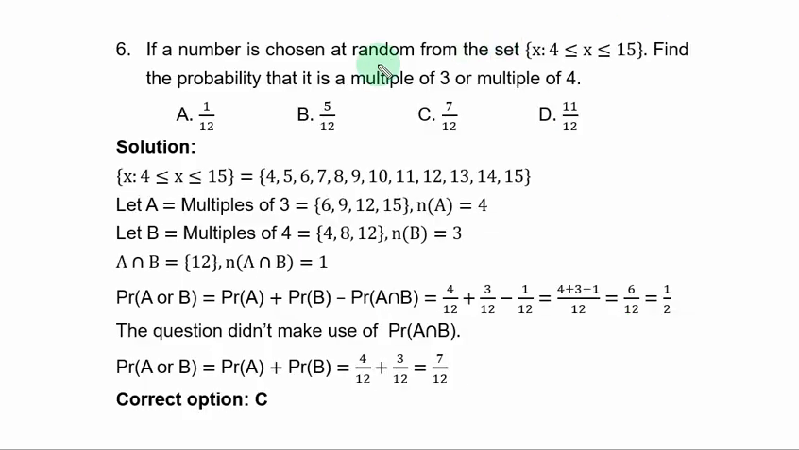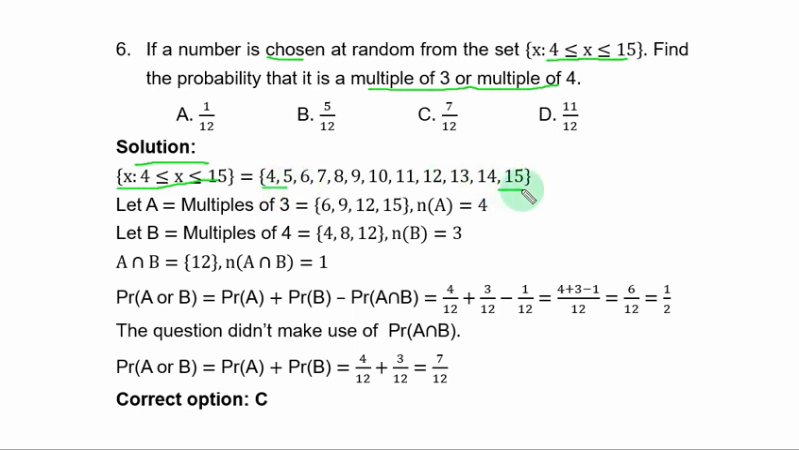Question 6. If a number is chosen at random from the set S such that 4 is less than or equal to S less than or equal to 15, find the probability that it is a multiple of 3 or a multiple of 4. Solution. This is the given set. From the symbols of inequality, it means 4 and 15 are inclusive. So you list all the elements from 4 to 15.